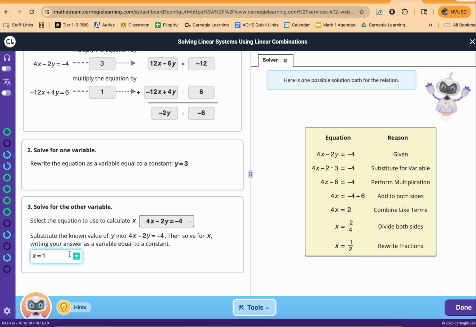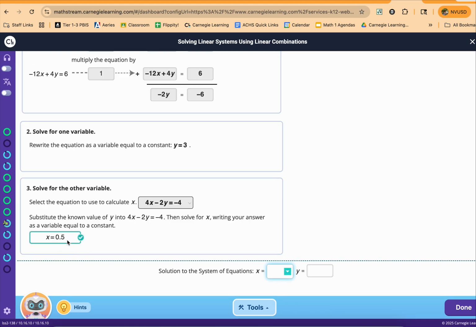You can just do 7. Sorry. Why did I say 7? Reply in the comments, folks. Why did I say 7? You can do x equals 1/2, hit enter, and it says you're right.